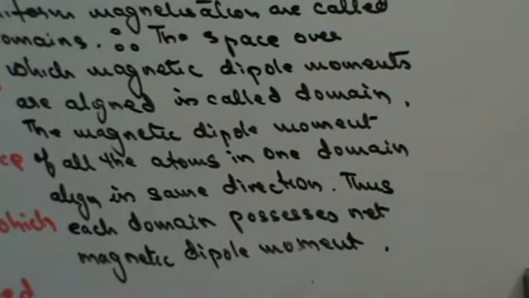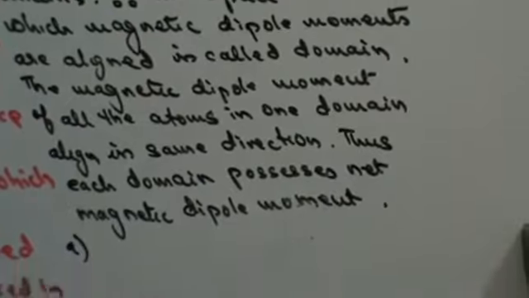Now, what happens in the absence of the external magnetic field and in the presence of external magnetic field? Let's see the ferromagnetic substance behavior in the presence and absence of external magnetic field. Let us first consider the case in the absence of external magnetic field.